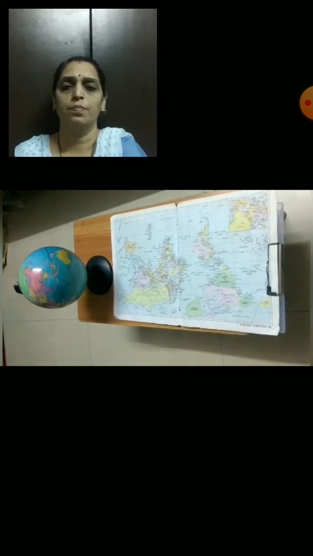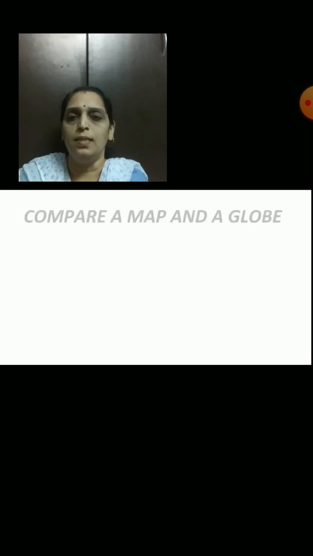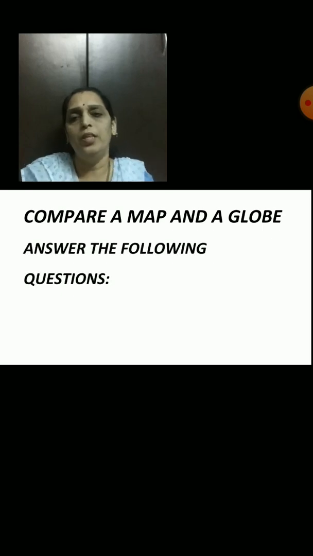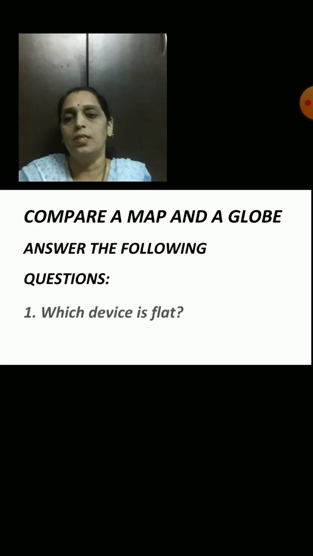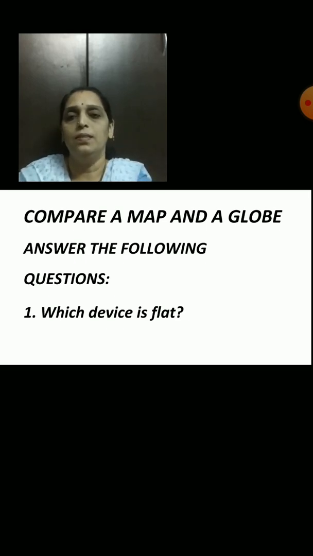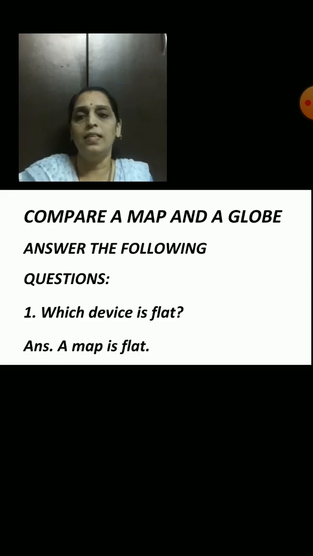Now the next is: Compare a map and a globe. Answer the following questions. Students, with the help of the diagram shown and the video explained, we are going to solve some questions. The first question, which device is flat? What will be the answer? Yes, the answer is a map is flat. You have seen in the video.